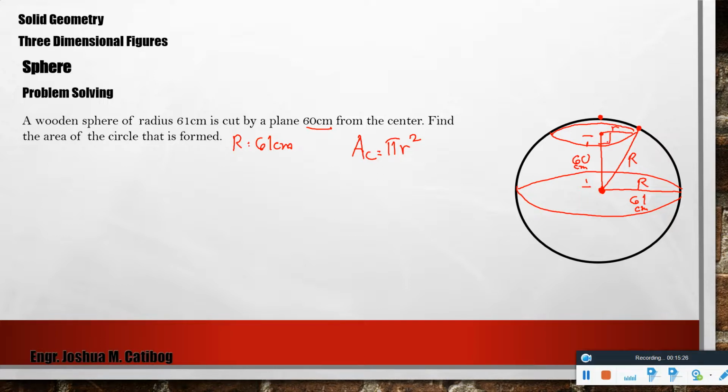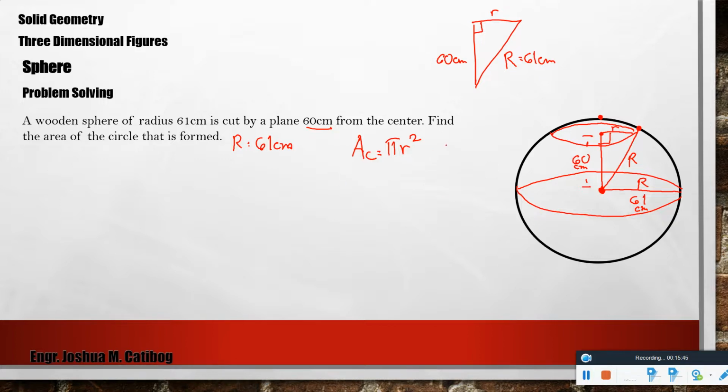A right triangle. So, ito po yung magiging itsura niyan in case po, sir, ito yung ating capital R or which is the 61 centimeters. Ito po yung ating 60 centimeters. At ito po yung ating R na nawawala. Kasi kakailanganin po natin yung small letter r to find the area of the circle that is formed.